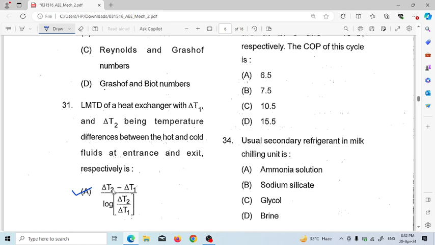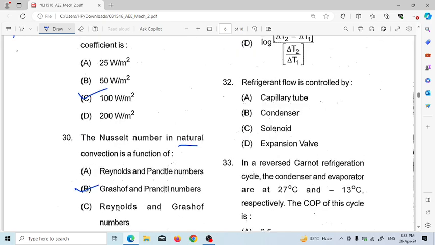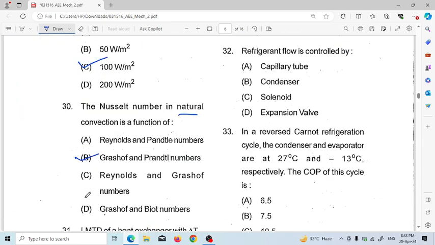This delta 2 is coming fast, so in the log case delta 2 is also fast, so the answer will be option A. Next, refrigerant flow is controlled by the expansion valve. Option D is the correct answer.